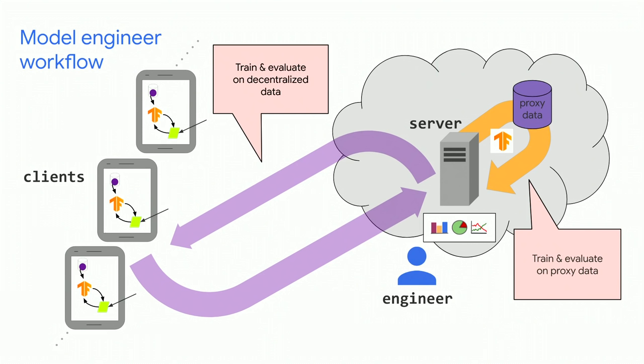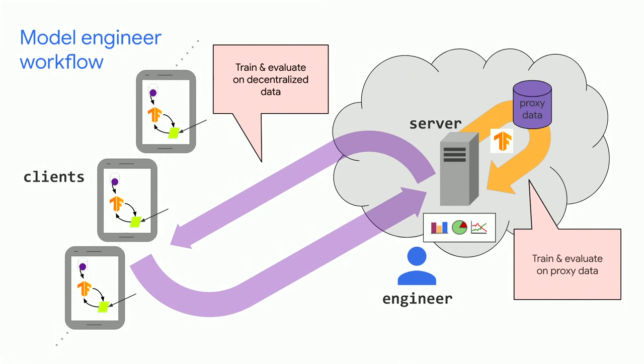So how does this workflow translate into a federated learning workflow? Well, the model engineer might still have some data in the cloud, but now this is proxy data that's similar to the on-device data. This proxy data might be useful for training and evaluating in advance, but our main training loop is now going to take place on our decentralized data.